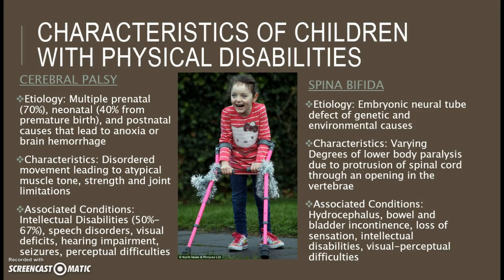Spina bifida is caused by embryonic neural tube defect of genetic and environmental causes. The characteristics of this disorder are varying degrees of lower body paralysis due to the protrusion of spinal cord through an opening in the vertebra. Associated conditions are hydrocephalus, or having liquid within the brain, bowel and bladder incontinence, loss of sensation, intellectual disabilities, and visual or perceptual difficulties.